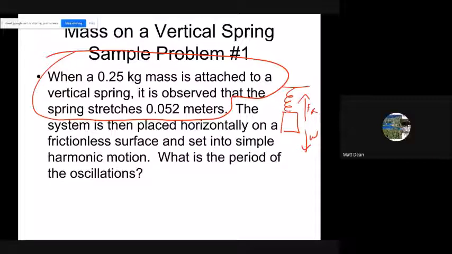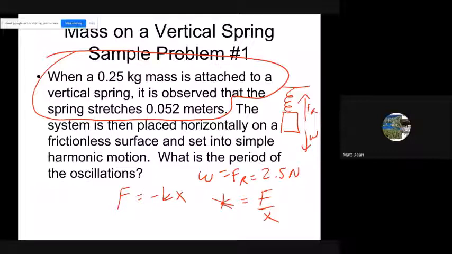So let's find the weight. The weight's going to be the mass, 0.25, times acceleration due to gravity, 10. So our weight, which is going to be our restoring force, is equal to 2.5 newtons. Mass times gravity. Now we can go to Hooke's law. F equals negative kx. Solve that out for k.